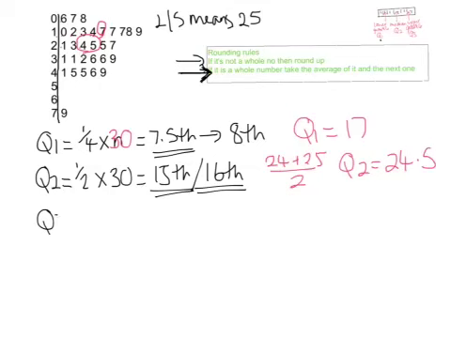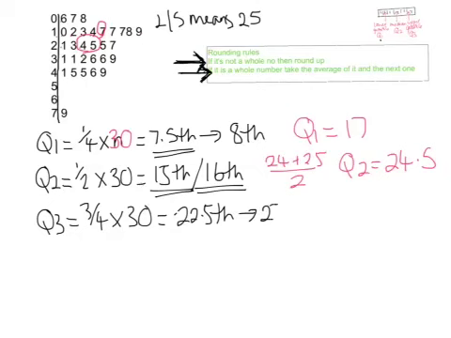Okay, next one. Q3 is 3/4 of 30, and 3/4 of 30 is 22.5. So I'm looking for the 22.5th. Is it a whole number? No. So it's this one. If it's not a whole number, then round up. So I'm going to round up to find the 23rd. And the 23rd: 1, 2, 3, 4, 5, 6, 7, 8, 9, 10, 11, 12, 13, 14, 15, 16, 17, 18, 19, 20, 21, 22, 23, there. So I think it's 36. So Q3 is 36.